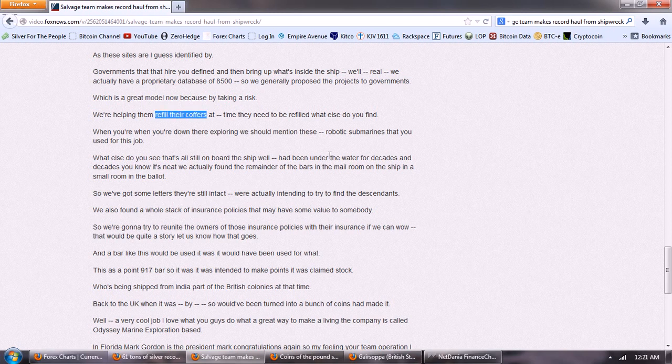Well, what coffers? We know that the central banks don't stockpile silver. At least they don't claim that they do. So what coffers are they referring to? They're referring to coffers at the LBMA. Very, very interesting. So two points about this. One, they went specifically for a find that gave them silver. And two, they're talking about some mysterious coffers that need to be refilled.